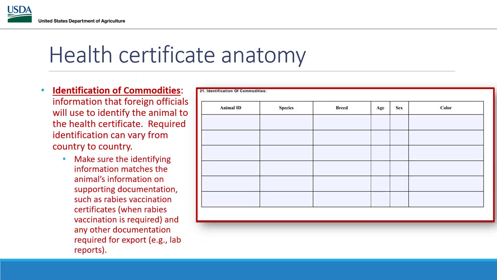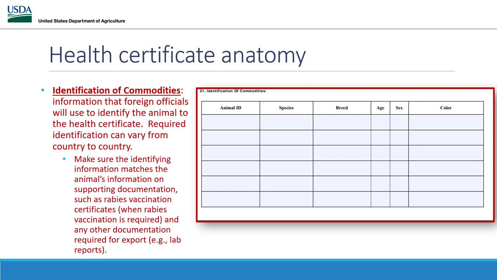The next type of required information that health certificates share in common is the identification of the commodity. These fields are extremely important since they allow the government official in the destination country to tie the health certificate you issued to the animal itself.